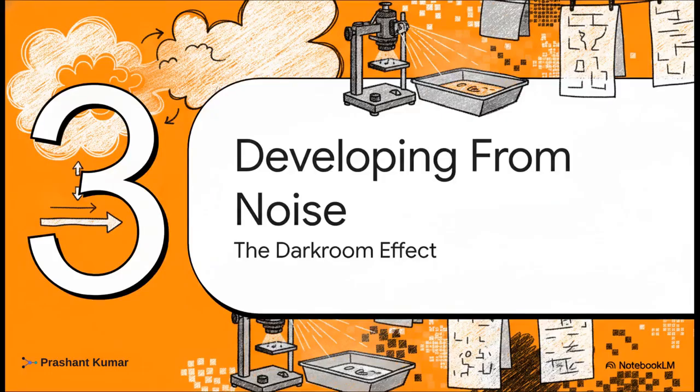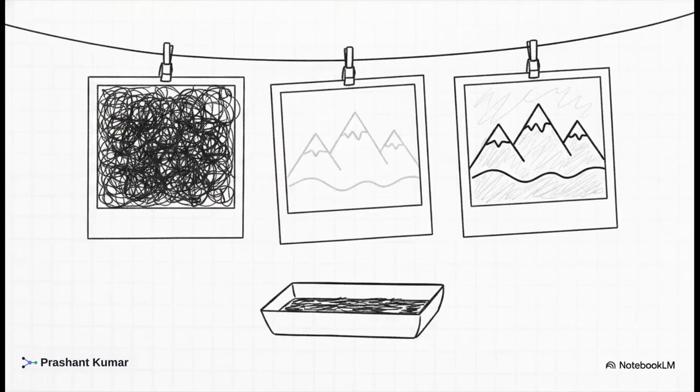Part 3. Developing from noise, the darkroom effect. Now, what's really interesting about this next part is watching what this trained backwards process actually gives you. If you want to create a brand new image, you don't start with a photo. You literally start with a canvas of pure random noise. There's no real picture hiding behind it at all. You just ask the trained model to denoise it step by step. It removes a little noise, then a little more, and with each subsequent step, out of that pure static, a coherent image slowly emerges. You know, it's incredibly similar to watching a photograph developing in a chemical darkroom.